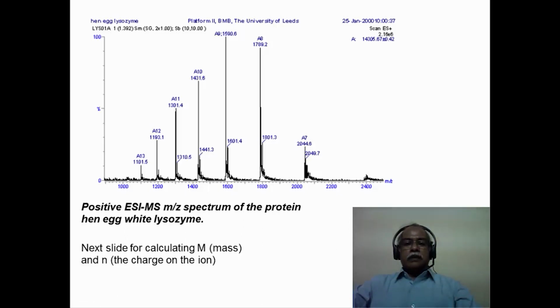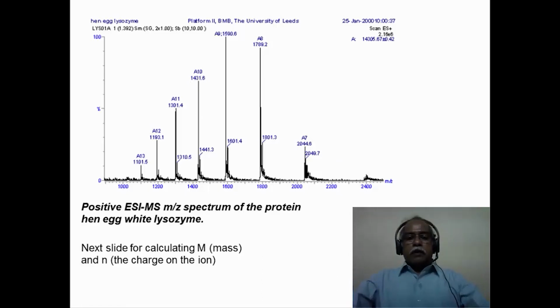Now let us take this example. This is a protein which is isolated from the hen egg white lysosome. This is the name of the enzyme. And what you see is essentially different ion distribution in the form of a Gaussian distribution. Let us take this particular ion at 1431 or so.